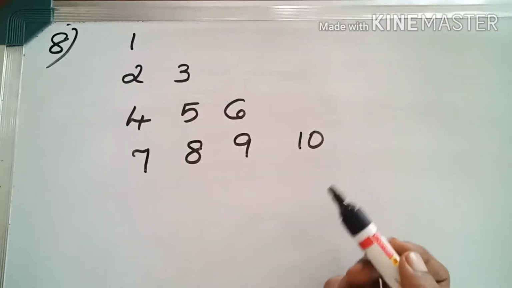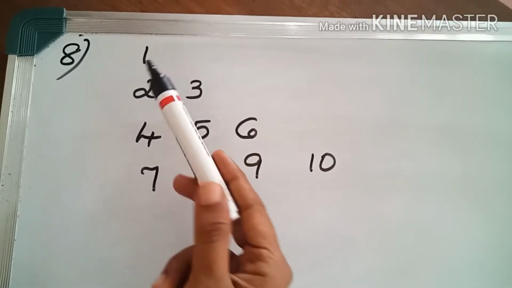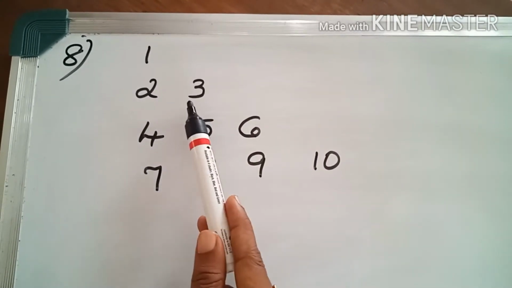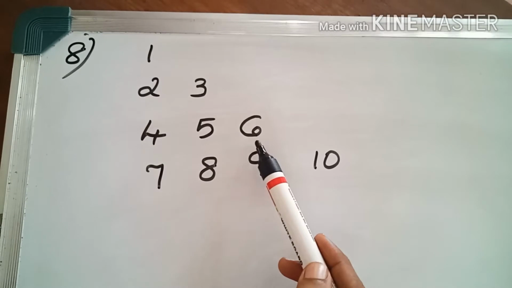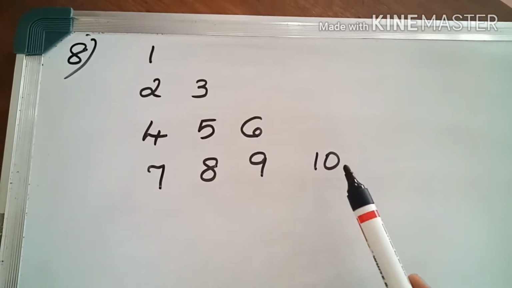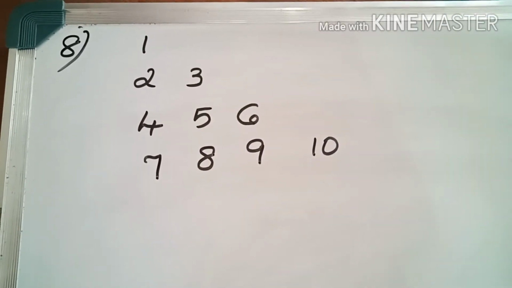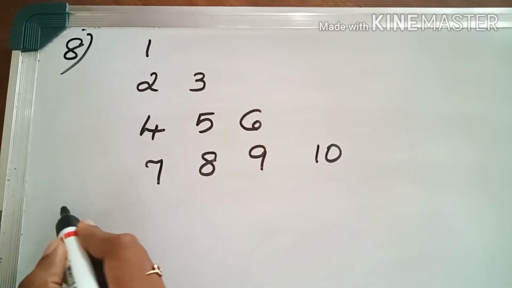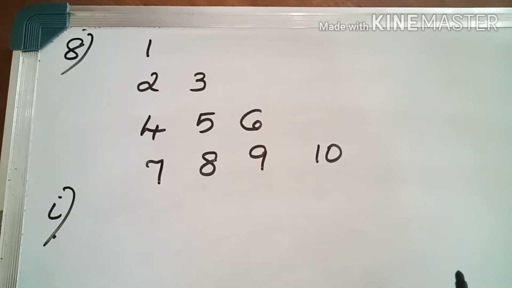This is the question. In the first line only 1 number. In the second line 2 numbers. Third line 3 numbers. Fourth line 4 numbers. So our first sub question is, write the next 2 lines. Okay, first sub question answer, the next 2 lines.